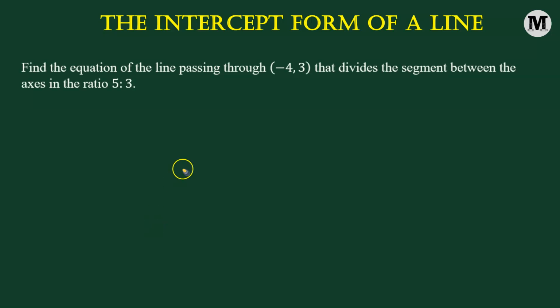Find the equation of the line passing through the point (-4, 3) that is divided by the axes in the ratio 5:3. Okay, let us begin. So what we'll do, we'll try to understand the problem graphically first.